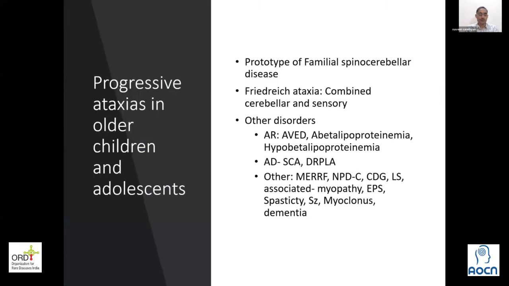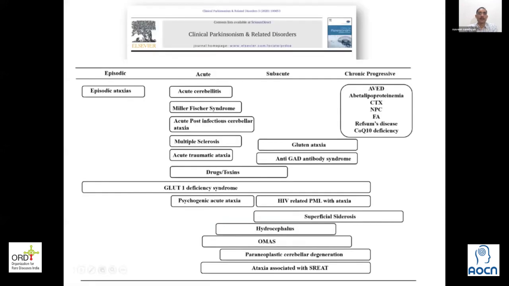The important thing to remember in this phenotype is that you have a similar phenotype in other autosomal recessive conditions like ataxia with vitamin E deficiency, abetalipoproteinemia, and hypobetalipoproteinemia. These are treatable disorders and important to remember as differentials of the Friedreich's ataxia phenotype. And adding to that, there are other disorders which can present in later childhood like late onset Niemann-Pick, CDG, Lafora disease, MERRF, and late onset SCAs, which would form differentials in these patients. So one should never forget the treatable causes.